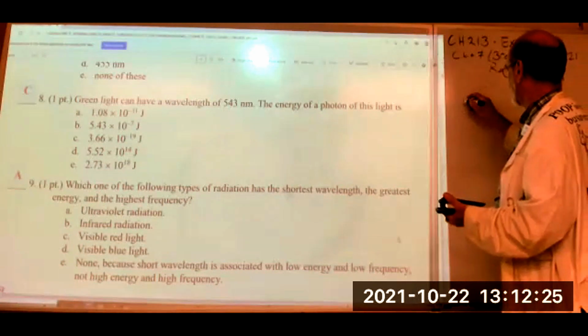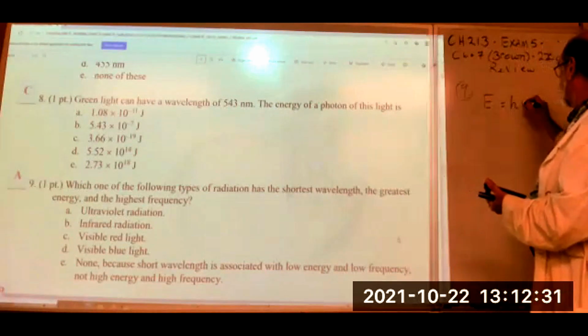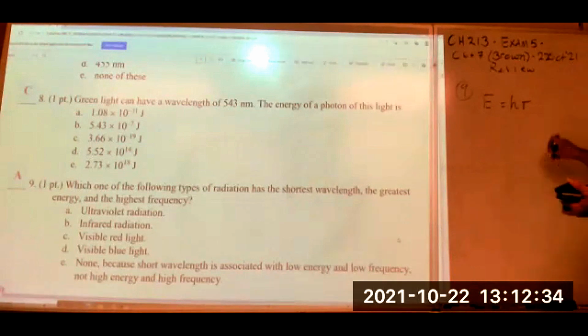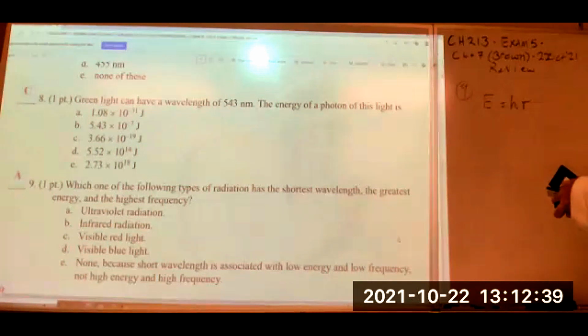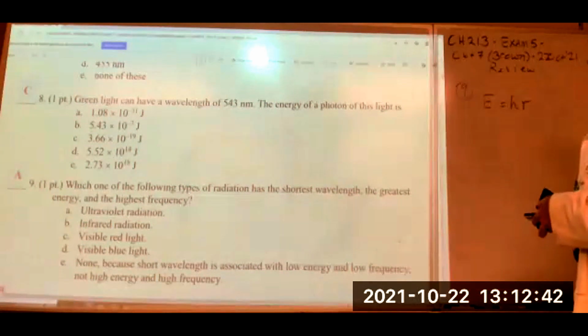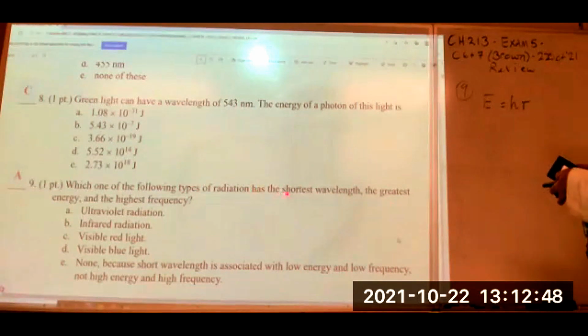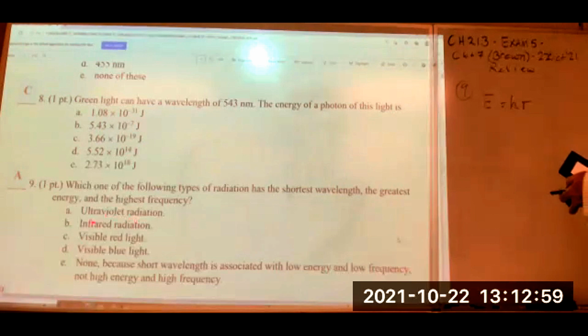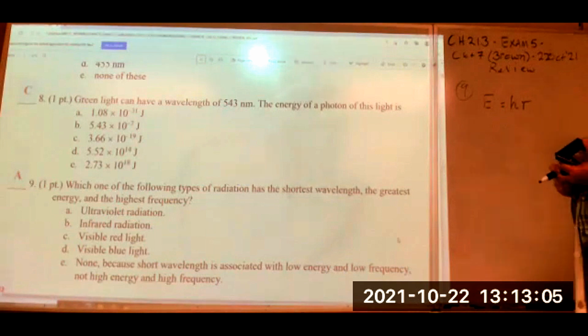Planck's equation. E equals Planck's constant times frequency. So if we get high frequency, we get high energy. Okay? So which one's the highest energy? Or which one has the shortest wavelength? You could pick any one of these. They're all correlated together. So all you have to do is just find the one that matches whichever one you choose. Shortest wavelength would be ultraviolet radiation. Highest energy, ultraviolet radiation. Highest frequency, ultraviolet radiation. They all correlate.